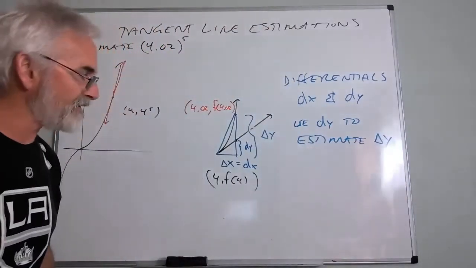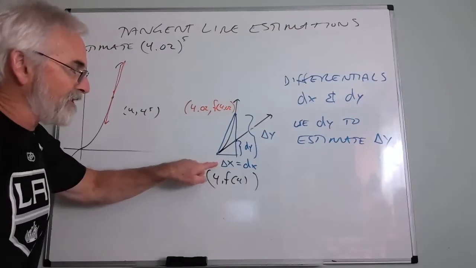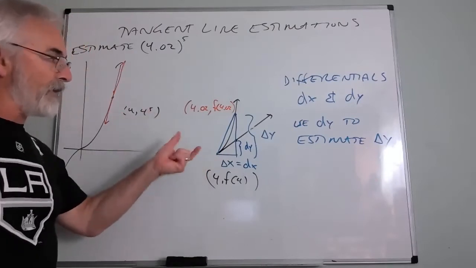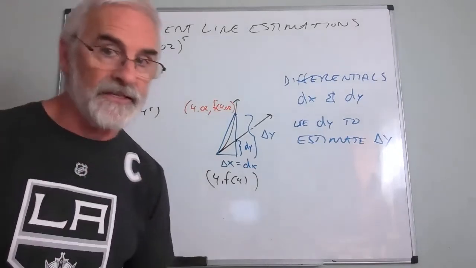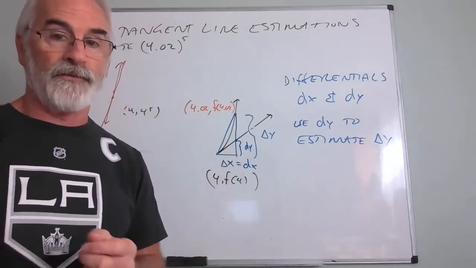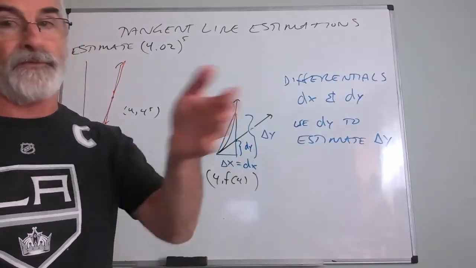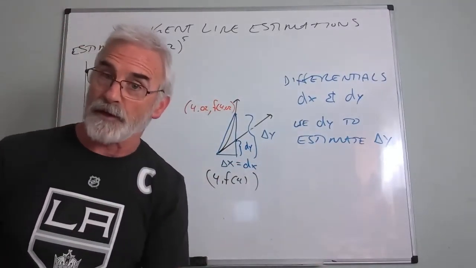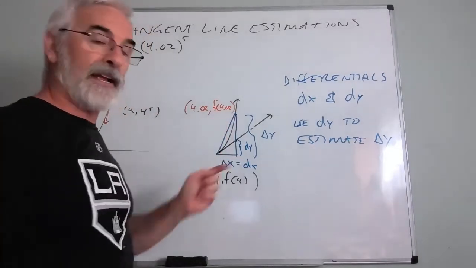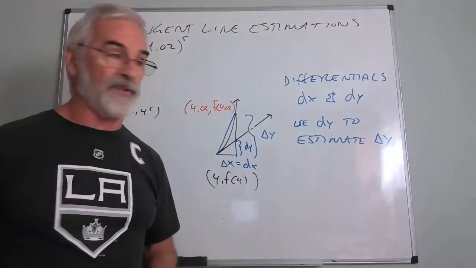I don't need to estimate delta x because on the tangent line and on the curve, the change in x is exactly the same. This is always true for the independent variable. The independent variable's change on the curve and its change on the tangent line are always the same. The dependent variable's change on the curve and the tangent line are not the same. That's why you're doing an estimation.